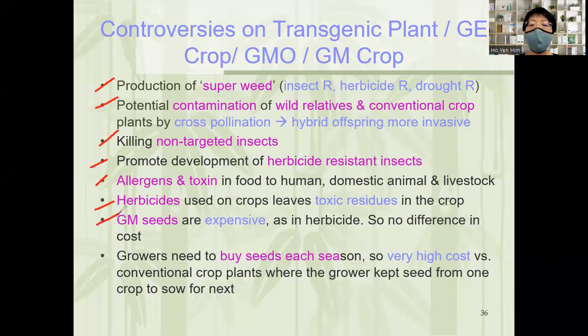Okay. GM seeds are expensive. So let's say GM seeds are expensive and the price is similar to herbicide, why not just plant normal plants and spray herbicide? Less risk, isn't it? Okay. Less risk of contamination and of playing God.